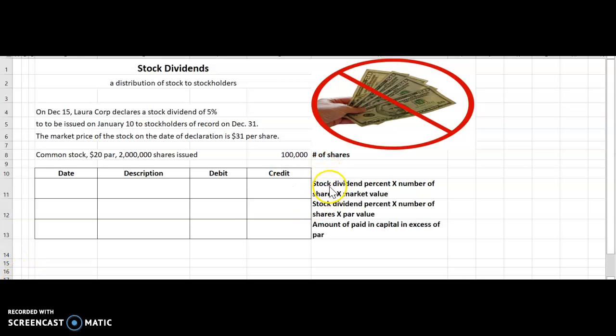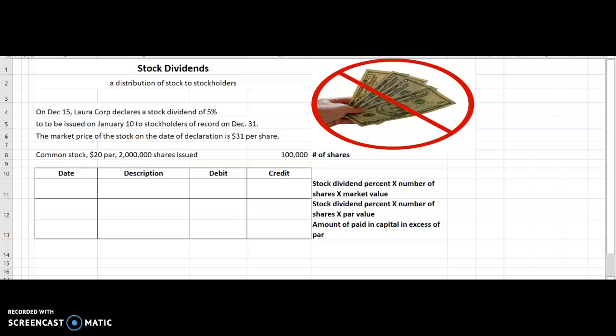So that is the first calculation that you need to learn, the number of shares. You can see in the journal entries, that's the first part of the calculation, the stock dividend percent times your number of shares. Remember, this is the number of shares that you're going to be giving away. Then it says to be issued on January 10th to stockholders on record on December 31st. The market price of the stock on the date of declaration is $31 per share. This is more information: common stock, $20 par, and 2 million shares have been issued.